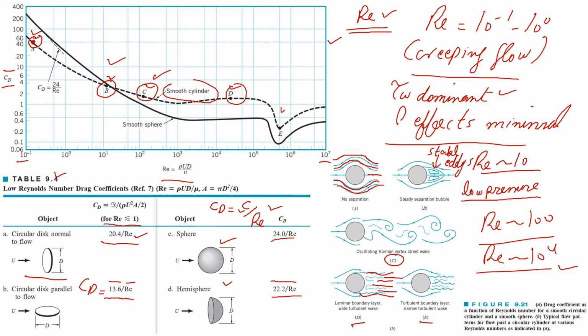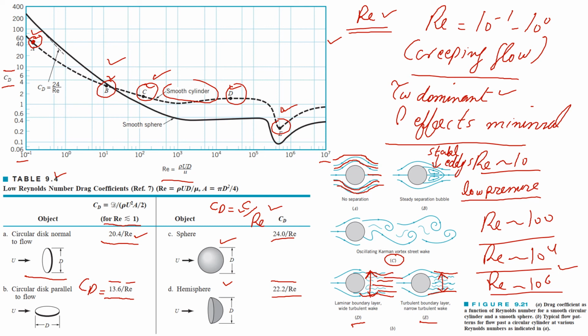And as we further increase this Reynolds number, we get a dip at point E, and that dip occurs at Reynolds number approximately equal to 10 to the power 6. That is a very high Reynolds number, and this is a turbulent wake. In the turbulent wake, the width of the wake, as you can see, further reduces. So further reducing the viscous effects and increasing the inertial effects results in a reduced drag in this scenario. So this is the effect of Reynolds number on the drag coefficient.